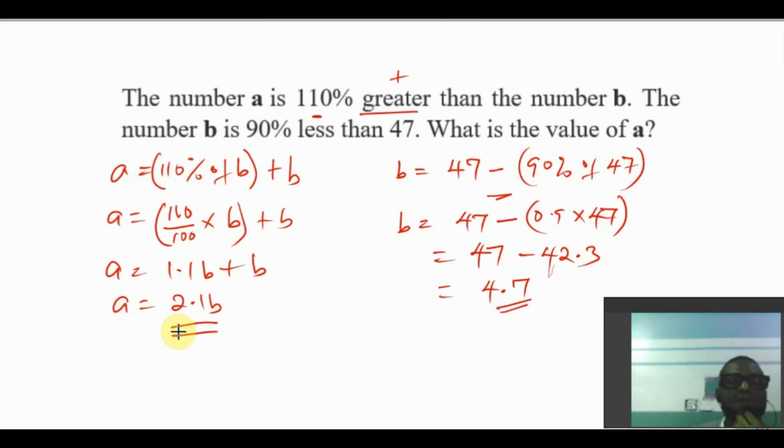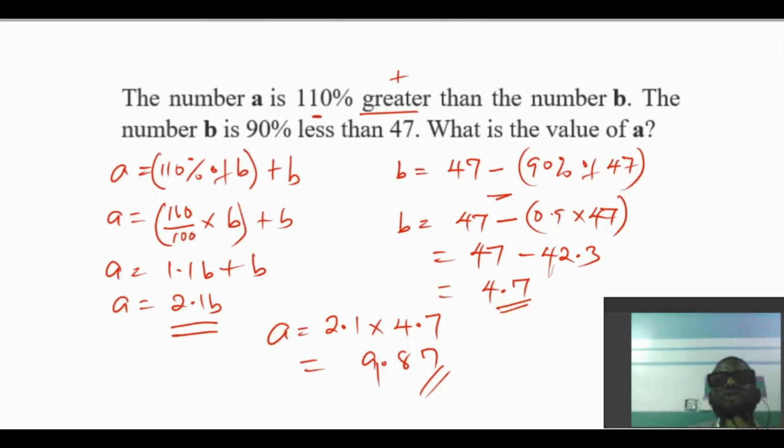Adding it here, A becomes 2.1 times 4.7, and this will give us 9.87. 9.87 is my answer. The next SAT mathematics question.